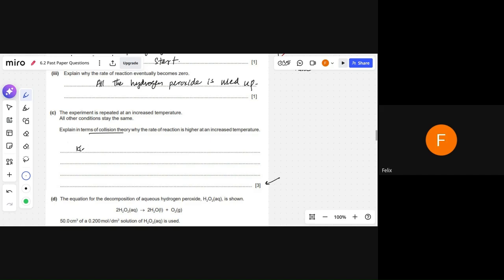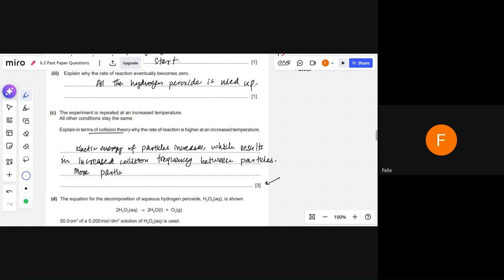So again, the kinetic energy of particles increases, which results in increased collision frequency between particles, and the same thing, that more particles have the activation energy.